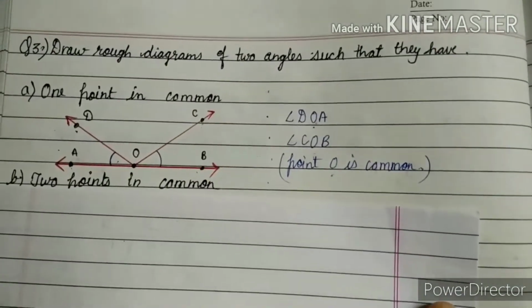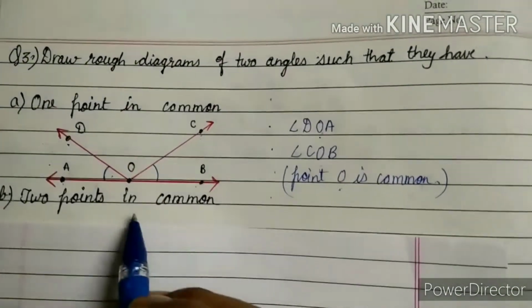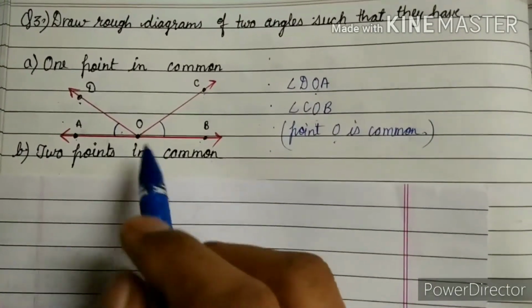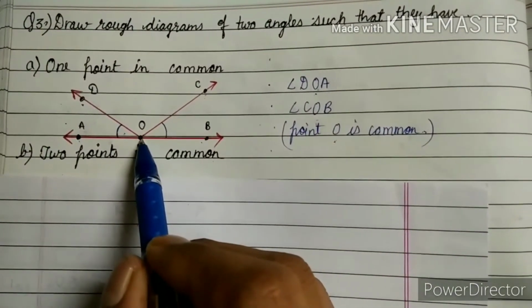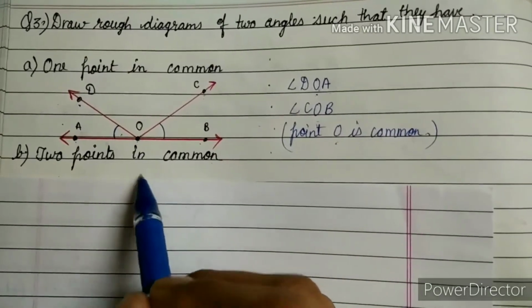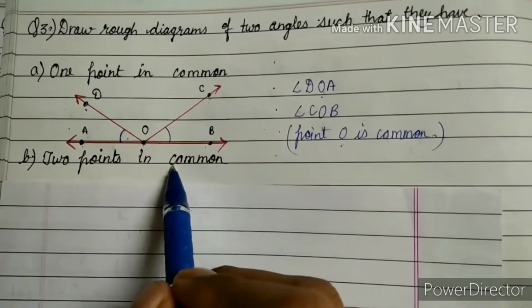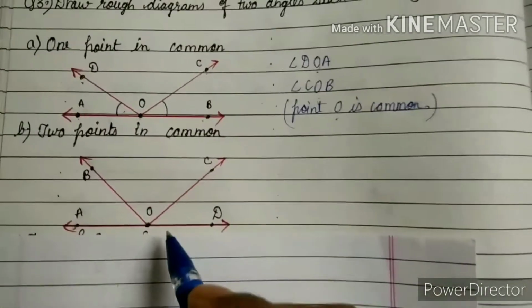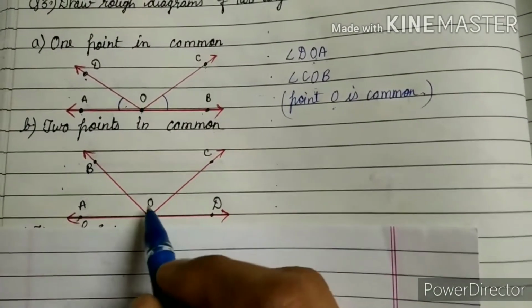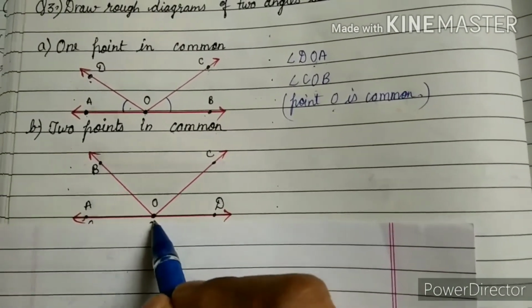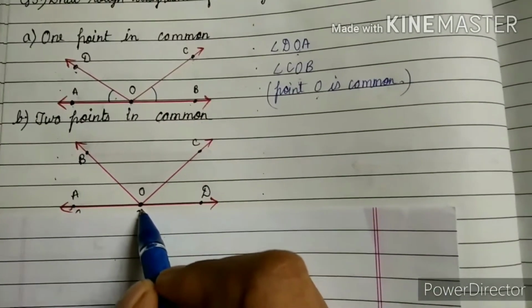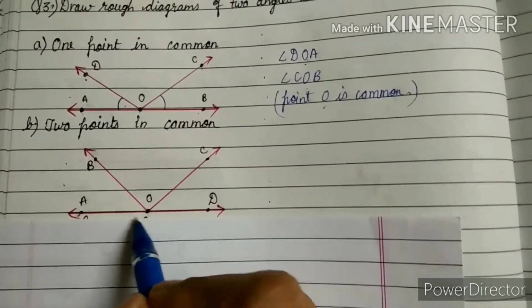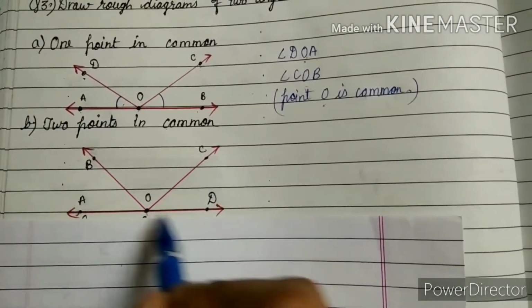Now the second is 2 points in common. It means like in the first section we showed 1 point is common, in this section we have to show 2 points in common. So here it is, I drew the figure. Here O is the common vertex, and we have 4 rays OA, OB, OC, OD.